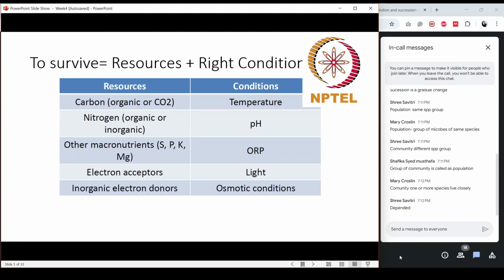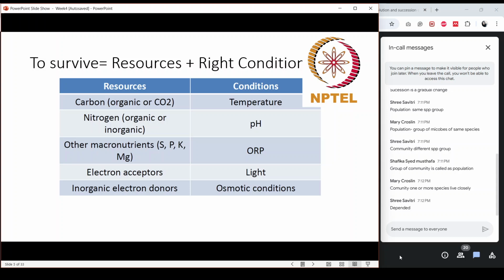So they will love the acidic environment, but they cannot survive in the basic environment. Next is oxidation reduction potential. So if the ORP is positive, aerobic bacteria can survive. If it is negative, the anaerobic bacteria can survive, but they cannot survive in the opposite condition. Light is also very important. Some bacteria can survive in dark, but some do need light, like cyanobacteria. The next thing is osmotic condition. Osmotic condition can also be attributed to the salt condition. Like if they are halophiles, it means they can survive in high saline condition. So the osmotic condition depends upon the salts present in the environment.